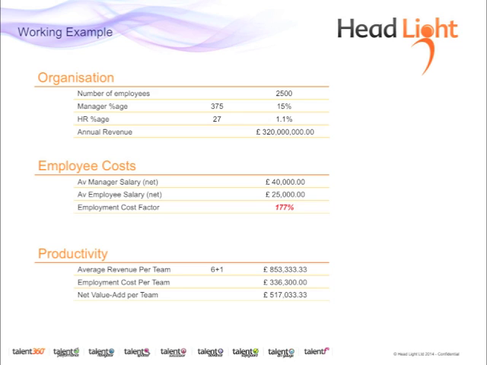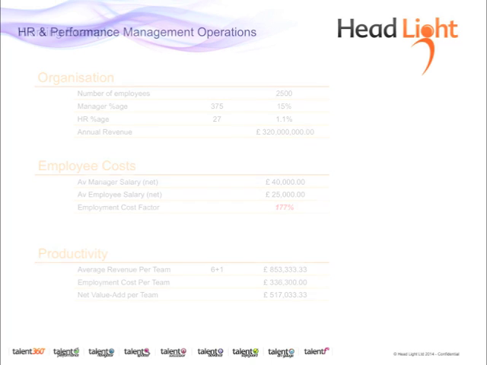So we can take the 320 million and divide it by the number of teams that we have, and we can see that the revenue for each team on average is around £853,000. Again, that's on average. Because we know the average manager and employee salaries, and we've got the employment cost factor, we can also calculate what it costs to employ that particular team. Therefore, the net value add for any team in this organisation is simply the difference of those two numbers. So the net contribution of every team on average in this organisation is £517,000.